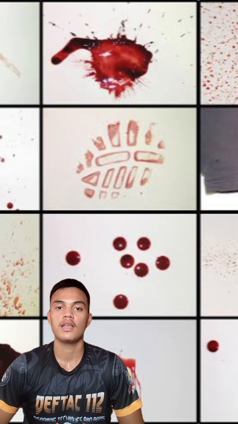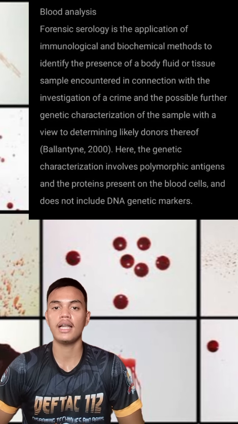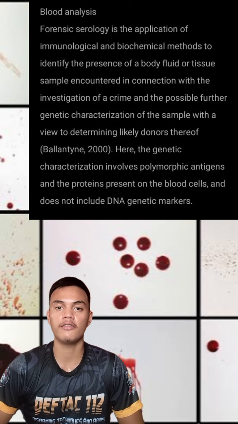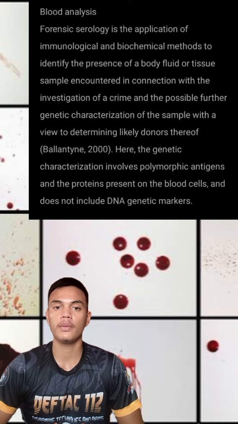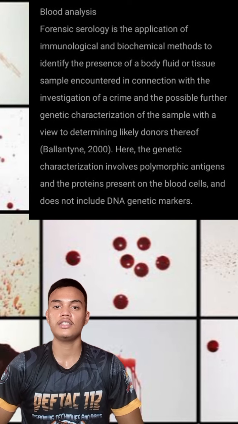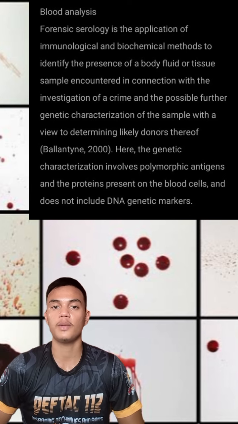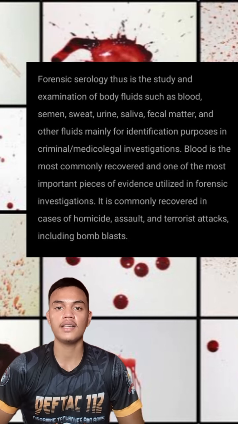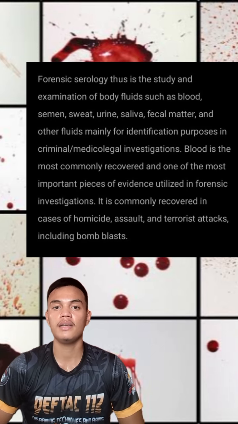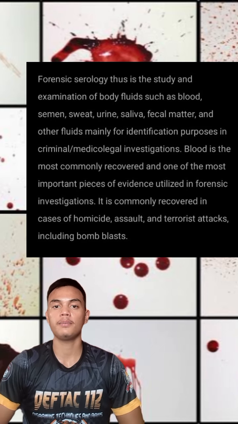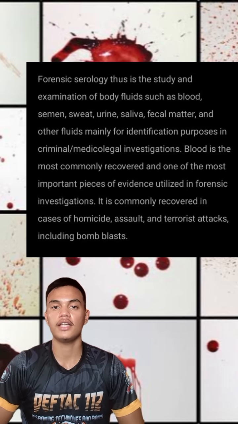Blood analysis. Forensic serology is the application of immunological and biochemical methods to identify the presence of a body fluid or tissue sample encountered in connection with the investigation of a crime and the possible further genetic characterization of the sample with a view to determining likely donors thereof. Here, the genetic characterization involves polymorphic antigens and the proteins present in the blood and does not include DNA genetic markers. Forensic serology thus is a study and examination of body fluids such as blood, semen, sweat, urine, saliva, fecal matter, and other fluids mainly for identification purposes in criminal medicolegal investigations.